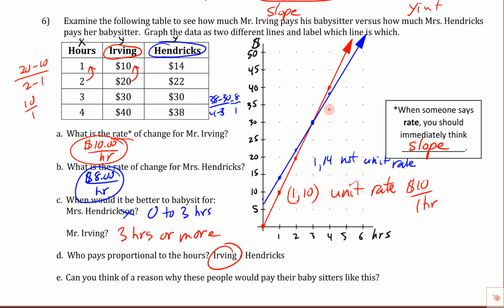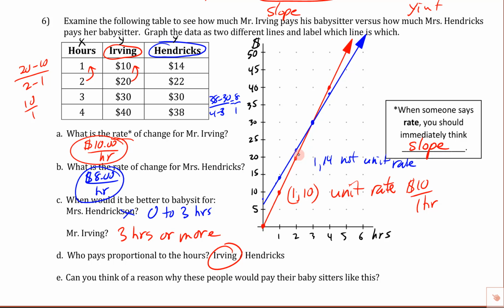Okay, so a little bit of a weird situation, but can you think of why someone might pay their babysitters this way? Well, I can think of one. Maybe Mrs. Hendricks, when she needs a babysitter, she really needs them, and so she's going to pay a little bit more out front to get you there, and then she may be gone a long time, so in the end she pays a little bit less overall. For you, maybe she's the type of person that only needs a babysitter for a couple hours, and she's willing to pay a lot more and pay you just for your time getting over there or something like that. Okay, Mr. Irving on the other hand, he's just like, hey, I'm just going to pay you $10 an hour. It's just a flat rate, and things like that.